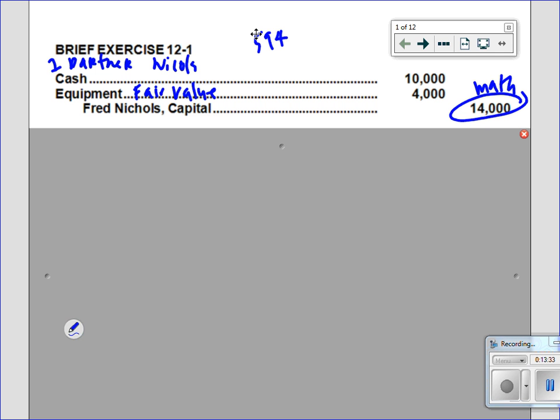If we go on to brief exercise 12.2, Penner and Torres decide to merge their proprietorships into a partnership called Pentor. Very creative name for a partnership. The balance sheet of Torres company is as follows. And so they only want you doing the journal entry for that partner, not both of them.